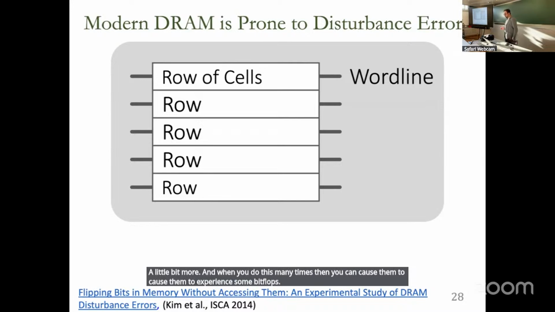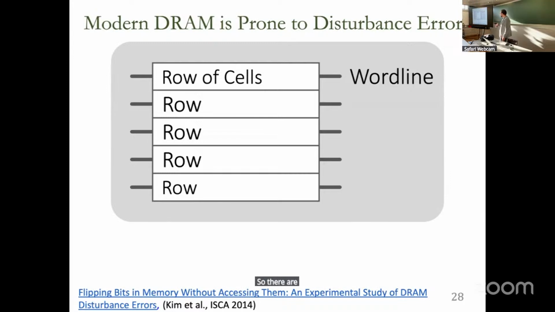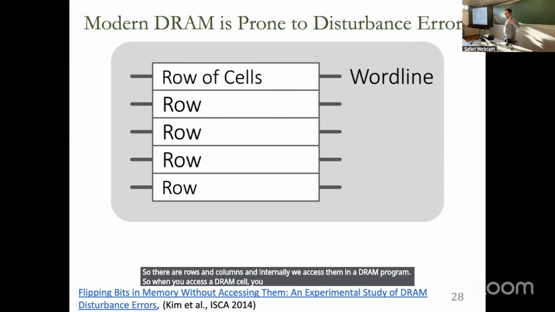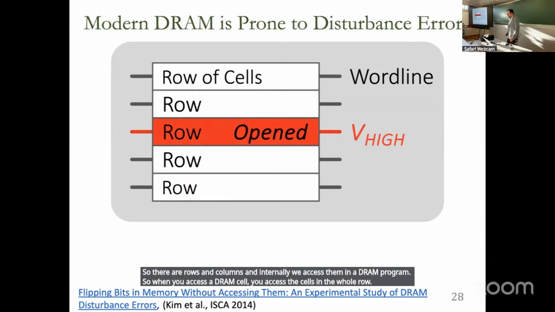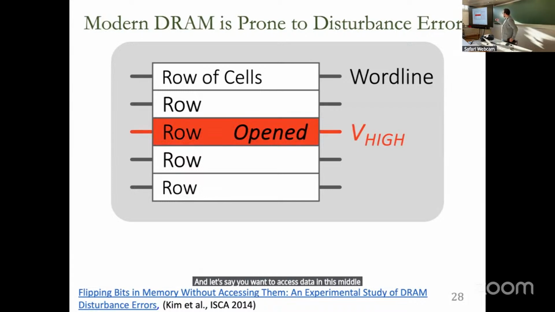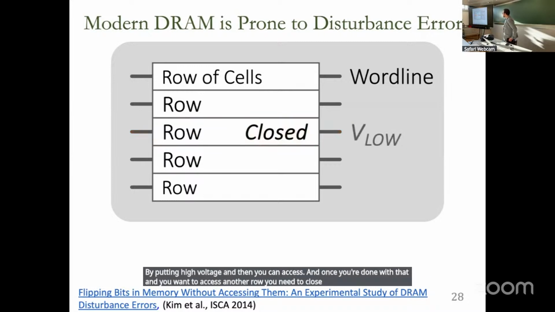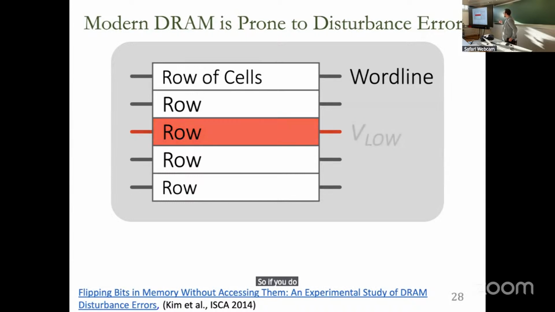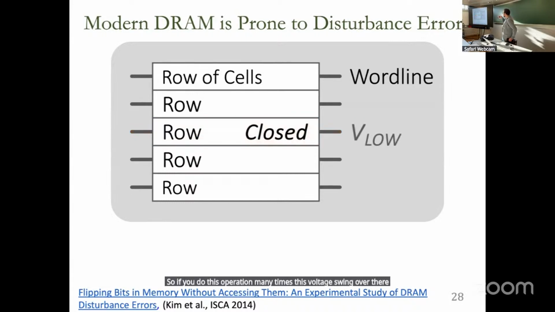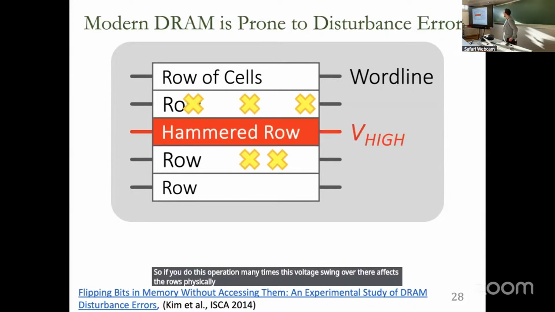So in a DRAM chip, we organize DRAM cells in a two-dimensional array, so there are rows and columns, and internally we access them at DRAM row granularity. So when you access a DRAM cell, you access the cells in the whole row. Let's say you want to access data in this middle row, you must open it by putting high voltage, and then you can access. And once you're done with that and you want to access another row, you need to close it by applying low voltage. So if you do this operation many times, this voltage swing affects the rows physically nearby it, and you might see some bit flips around it.